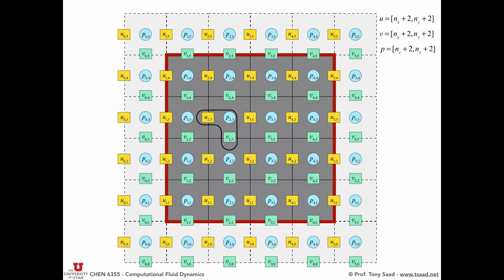Okay? Same thing for u and v. You may have to add one more if you choose to put additional values here for u and additional values here for v. So then you may have nx plus 3 and ny plus 2, and nx plus 2 and ny plus 3. We can do that. We don't have to because we're not going to be using Neumann conditions on the velocity. Okay. Is this clear? This grid is going to be your friend.